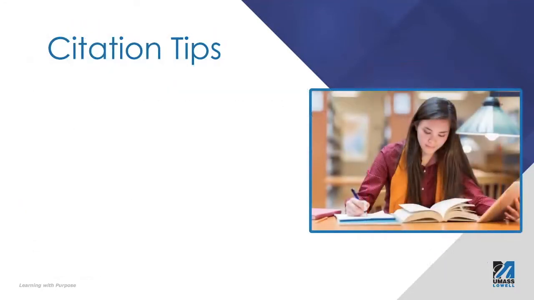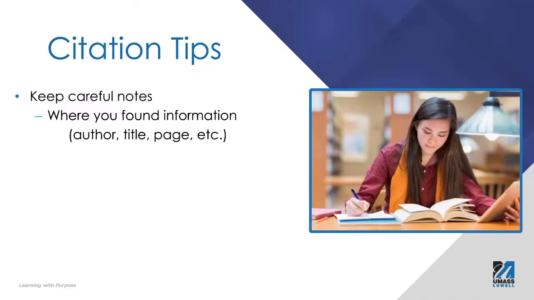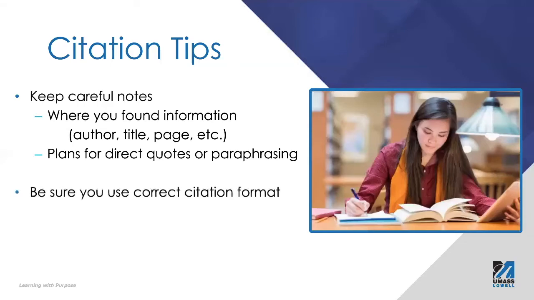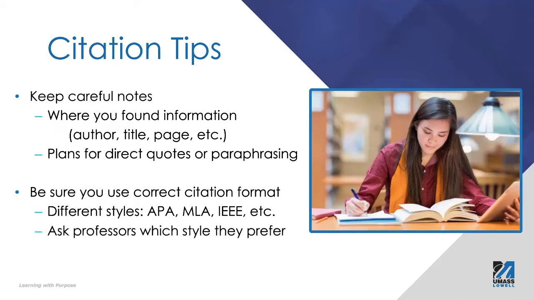Now, how do you cite research? You want to keep careful notes about your sources, including the author, title, and page number. It's also important to keep track of whether you plan to use direct quotes or paraphrasing. As for citations themselves, different fields of study have preferred standards or styles for citation. The social sciences mostly use APA, the humanities favor MLA or the Chicago Manual of Style, and engineering and computer science often use IEEE. If you're not sure which style of citation to use, ask your professor.